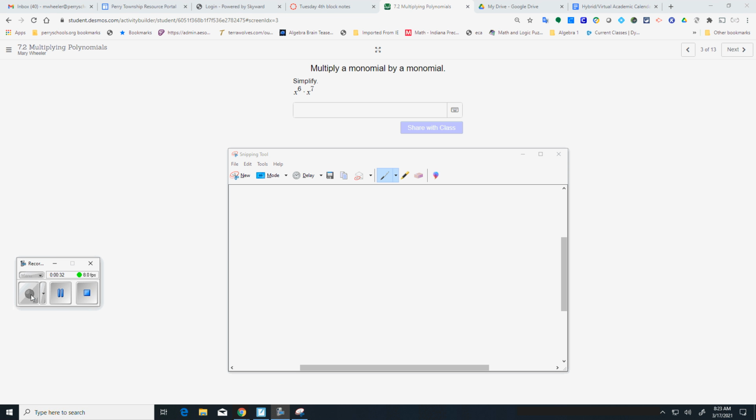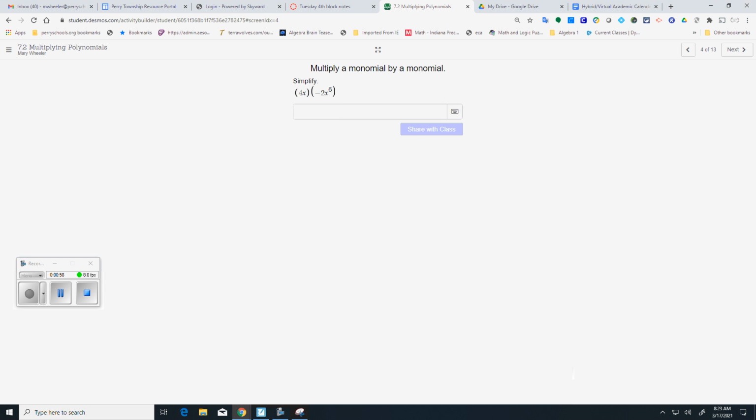Okay. So in this one, we're just going to multiply the two monomials by each other, and when we multiply exponents, remember we just add them together. So x to the 6 times x to the 7 will be x to the 13, because we add 6 and 7 together.